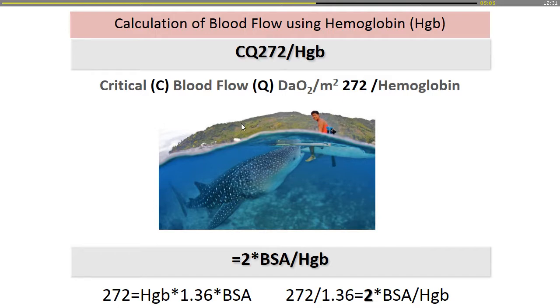So this actually gives you the minimum blood flow. And you see here the surfer in the water with the shark: if he goes below this level, he might lose a foot, he might lose a kidney, and that's where we get into renal problems. So you should really know where your minimum is. And by doing this, with 2 times surface area divided by hemoglobin, when you take your first blood gas, you know where you are.